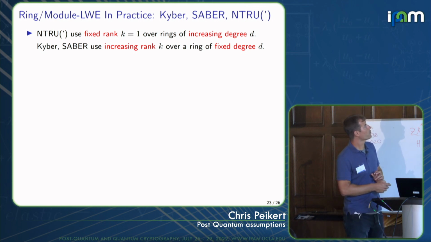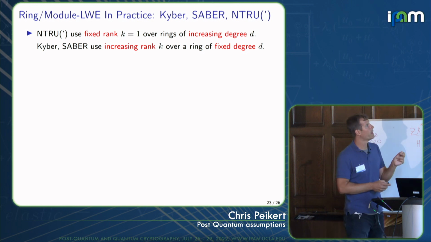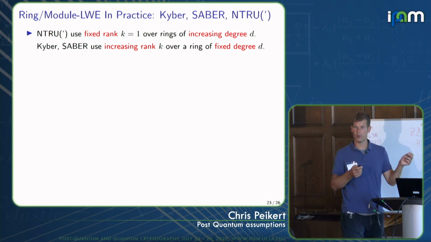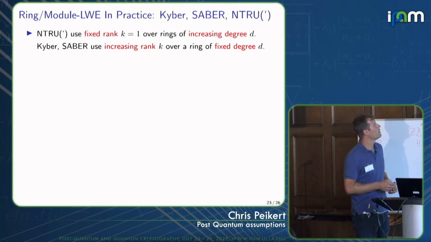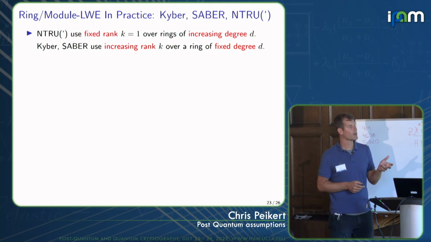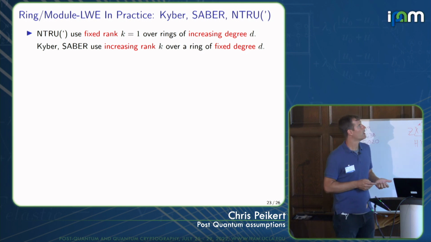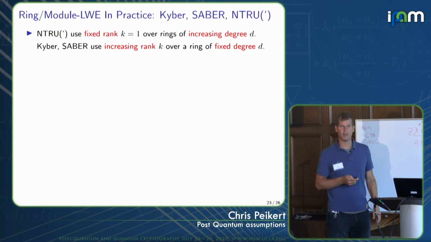So the NTRU family uses a fixed rank k, so that is, the secret is just one polynomial, and then they vary the degree of the polynomial. So if you want more security, you increase the degree of the polynomial. Kyber and Saber take a different approach. They use a fixed degree polynomial, 256, I think, and if you want more security, they increase the rank. So the secret then has 2 polynomials, 3 polynomials, 4 polynomials, whichever. And so it's a qualitatively different approach.